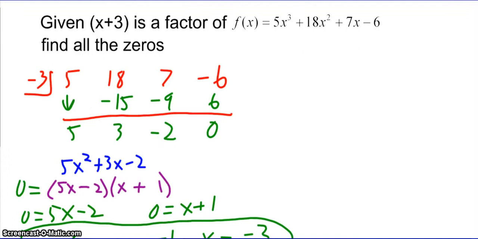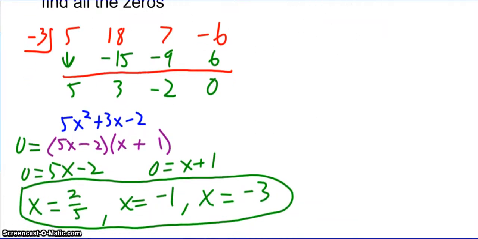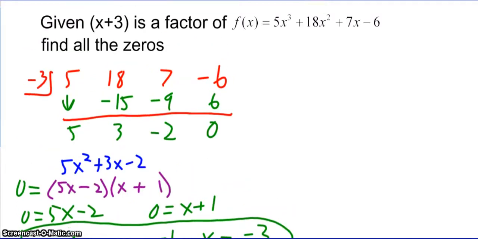Okay, so I chose to do synthetic division here, and I ended up with x equals 2/5, x equals -1, and x equals -3 as the zeros. Now going through that work real quick, a couple things to point out. If we're told from the beginning x plus 3 is a factor, that means that if I do synthetic division with -3, I should get 0 as a remainder. Remember that you don't have to do synthetic division. You can always do long division.